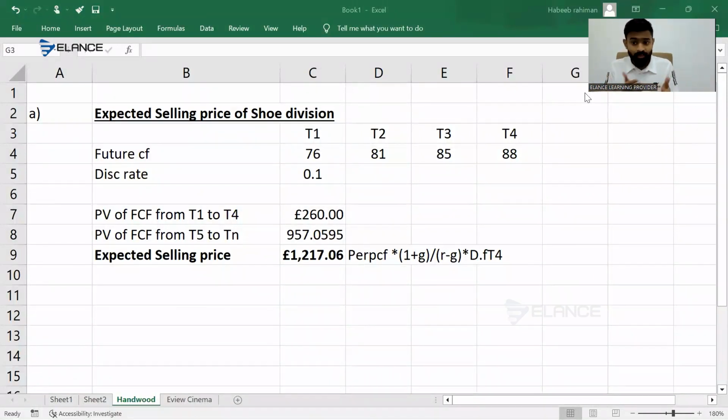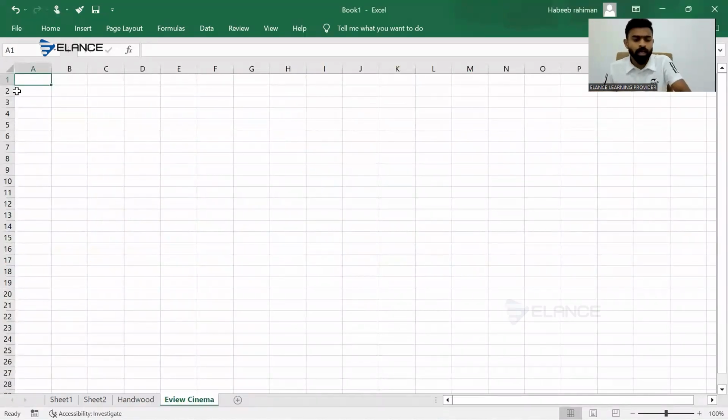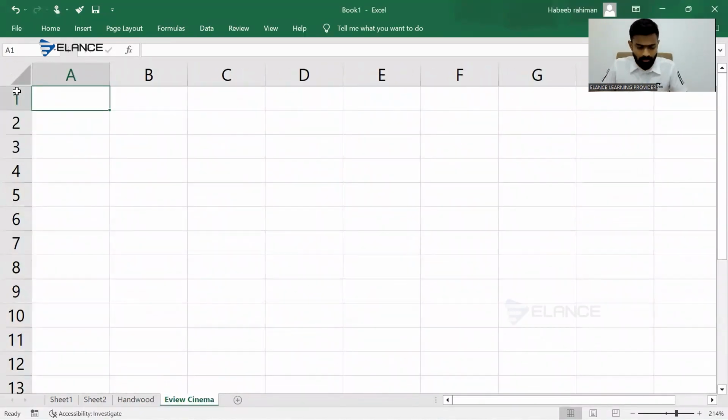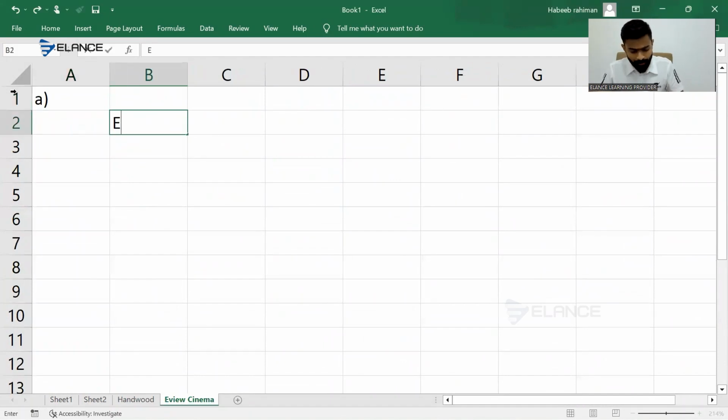As I said earlier, we'll be solving two questions together. Now we'll go to the eView Cinemas question. We need to calculate the similar thing. Question A: expected selling price of which division? If you have read properly, you can easily answer. It was cinemas and club.